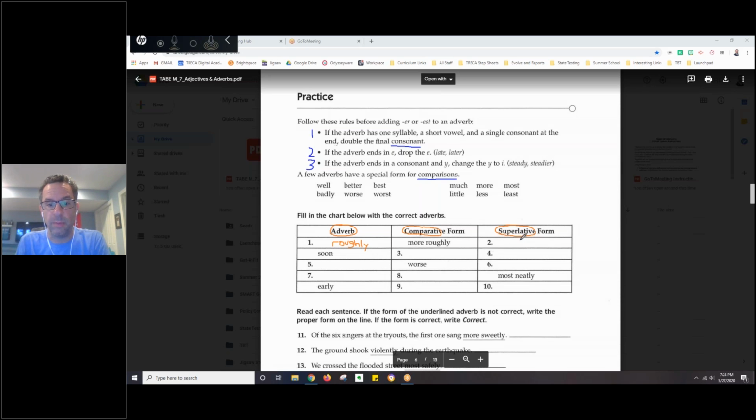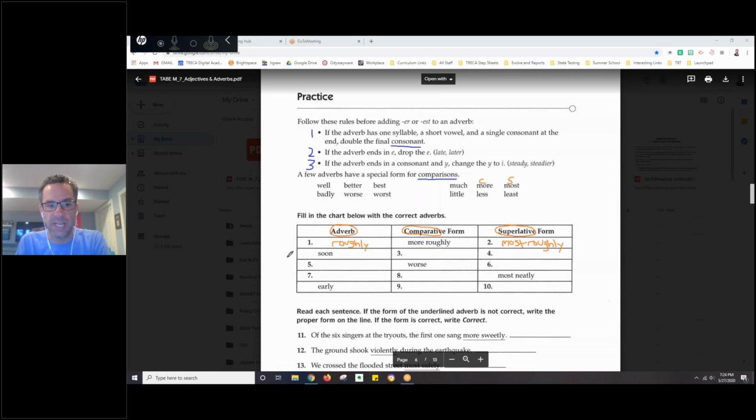The superlative form is the most. So more is the comparative form and this is superlative. If more is comparative, then most must be superlative. So you're doing most roughly. See how this one works?